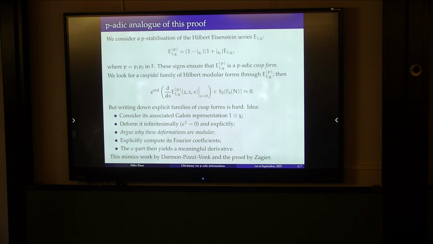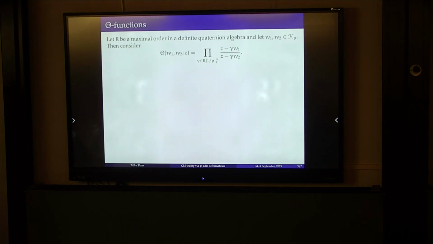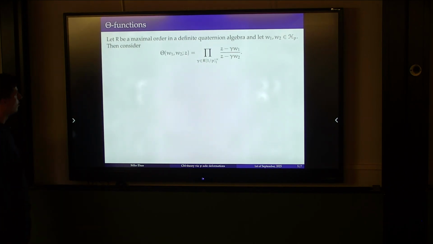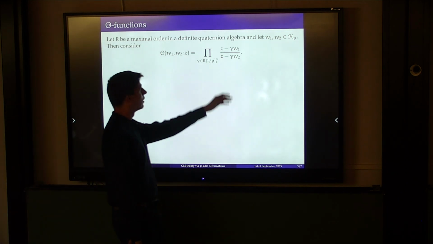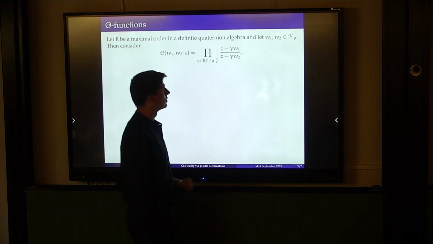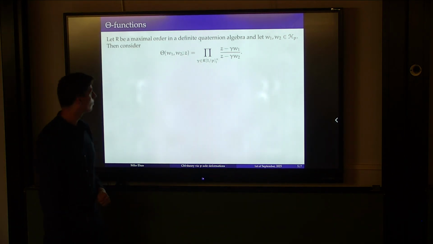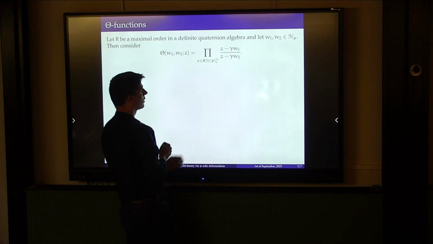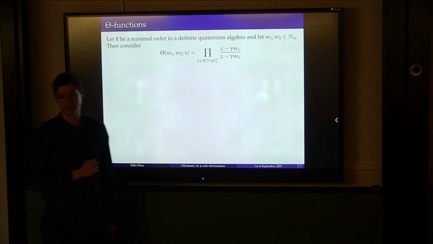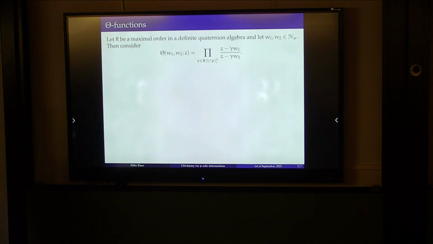And now I've given you the proof, but I haven't yet stated the theorem. So let me get to that. And in order to state the theorem, I need to introduce p-adic theta functions. The p-adic theta functions I would like to look at today are given by choosing two base points in the p-adic upper half plane. And if I have a maximal order in a definite quaternion algebra, I write down this infinite product over all the norm 1 elements in this maximal order after I invert p. So this is just some kind of infinite product.